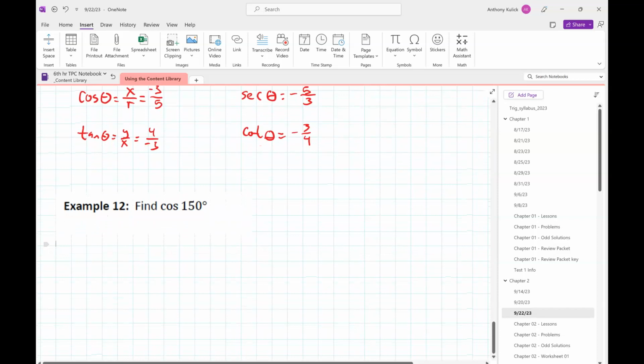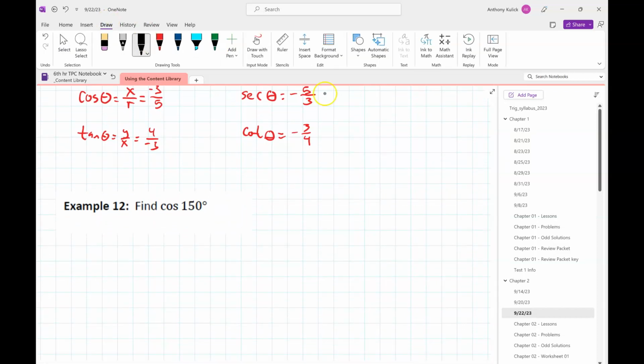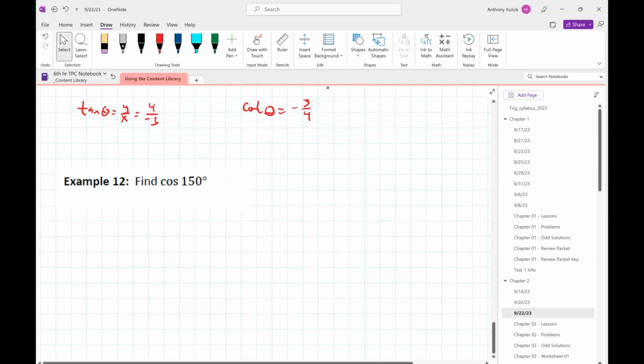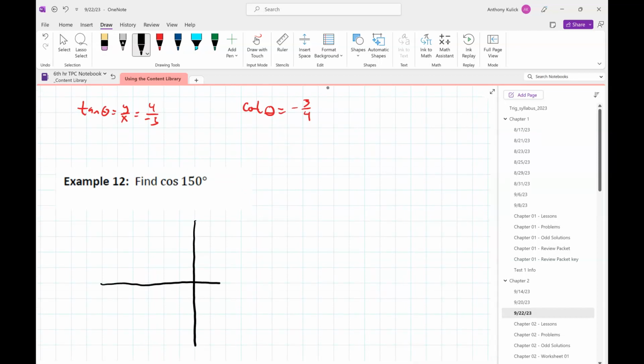So here it says find cosine 150, and let's make the assumption we're going to do this without our calculator. So I would start by drawing the picture of our standard position angle. So 150 would be like over here, right? So that was like 90, that would be like 60. So this part would be like 30.